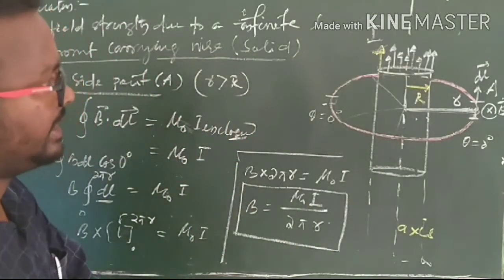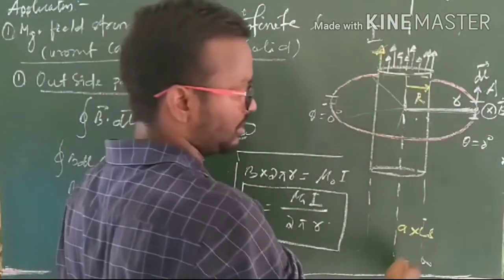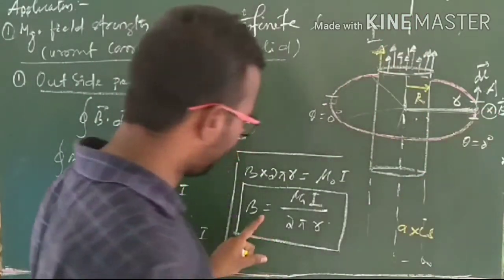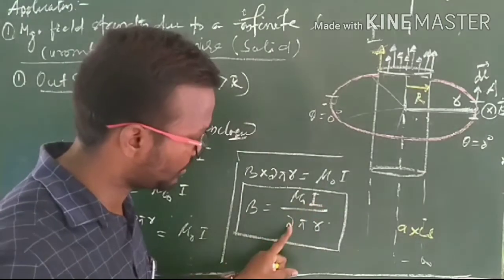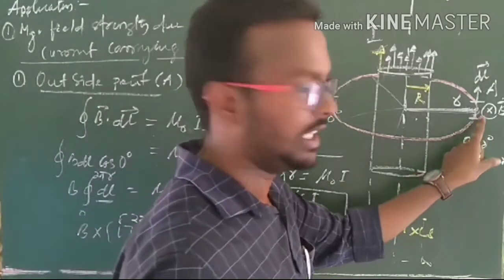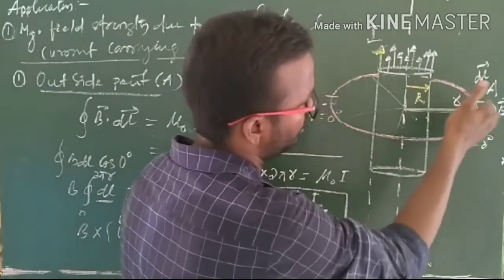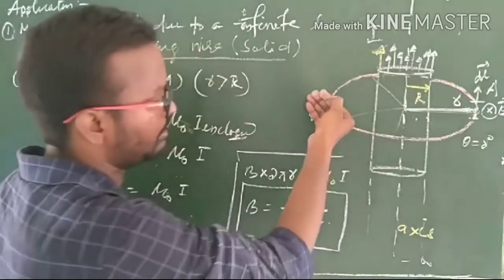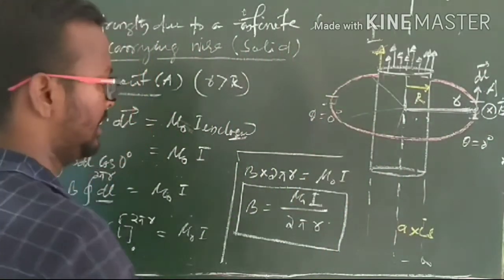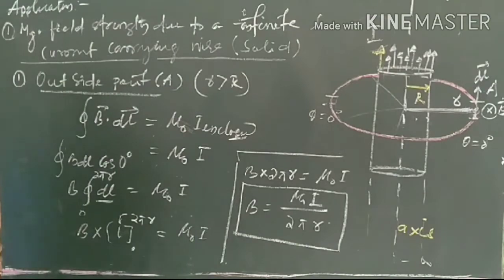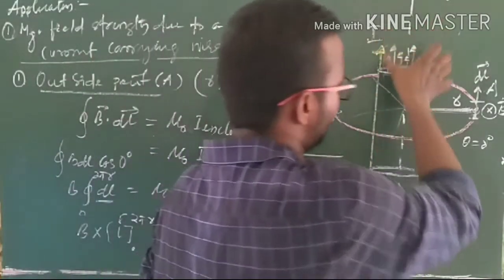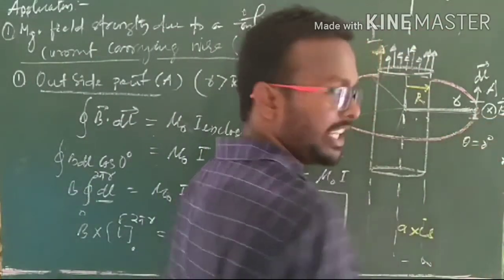Clear? Just like an infinitely long straight conductor, at this point the magnetic field B equals μ₀I by 2πr. This is the outside point, and at this point the magnetic field is in the inward direction, and at this one the magnetic field is in the outward direction. Clear? This is all about how to find the magnetic field strength for a solid cylinder at an outside point.